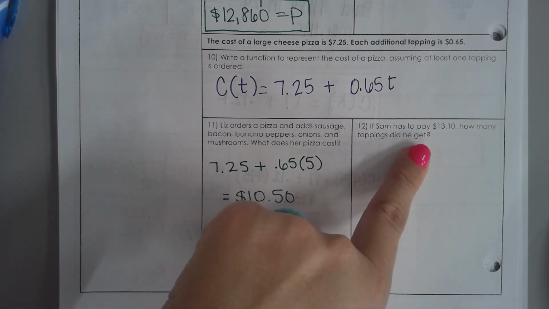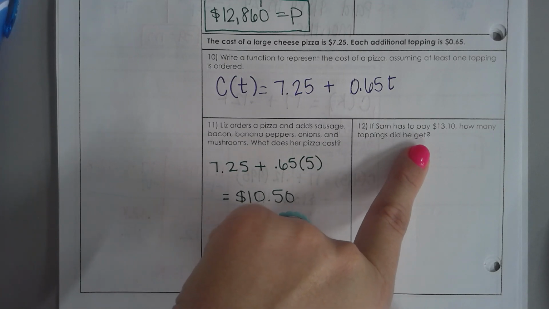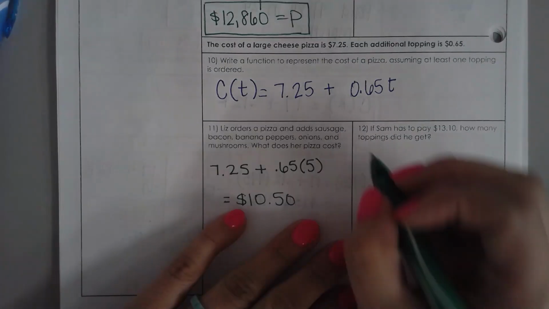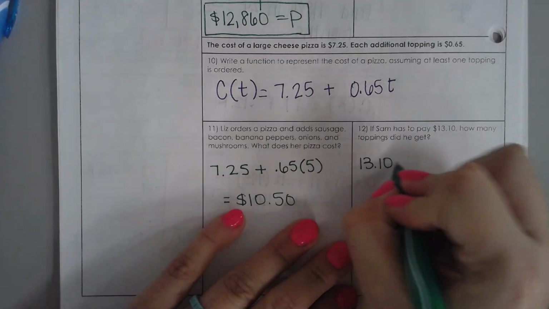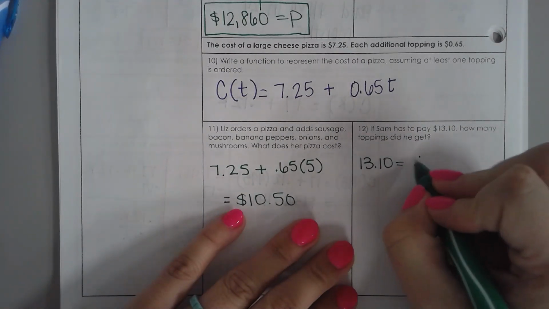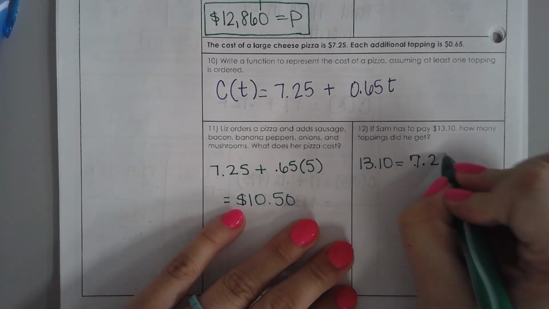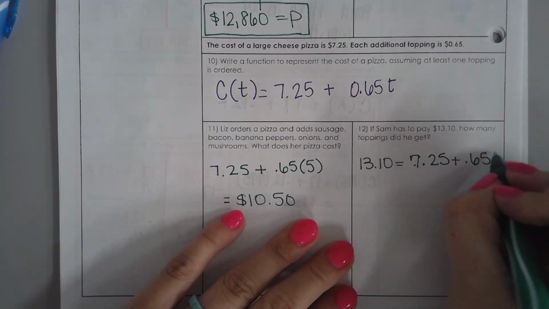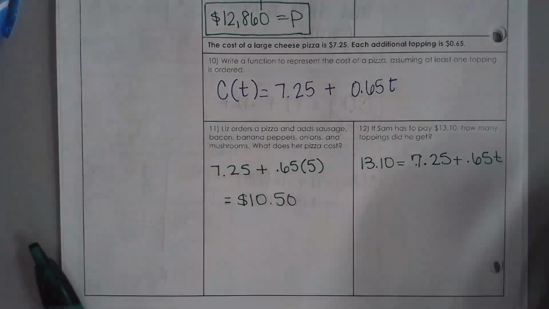So, where do I put the $13.10? In the front or in for T? In the front. It's a cost. So $13.10 equals 7.25 plus 0.65 T. And I want you to solve that equation.